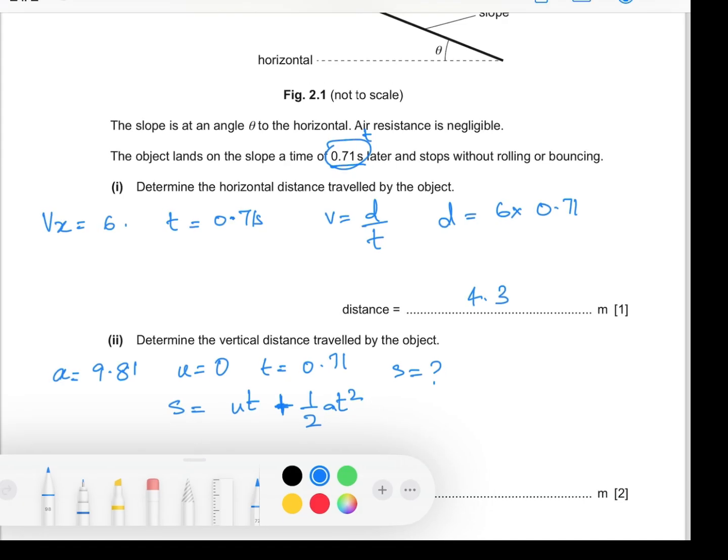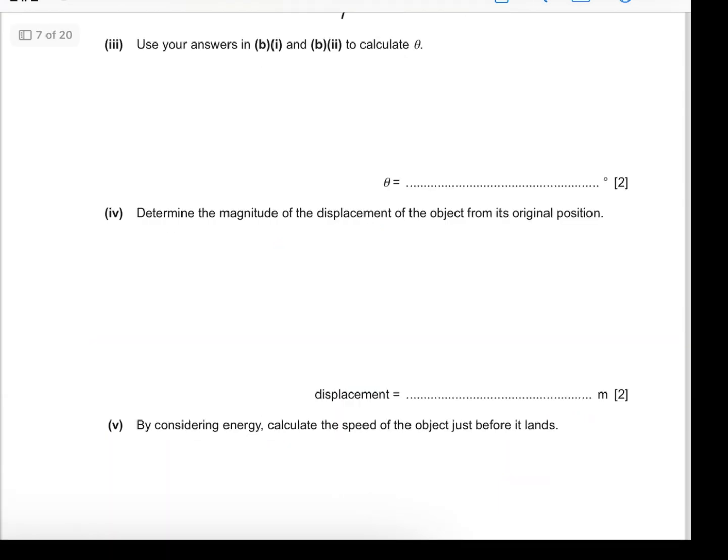the ball will fall under force of gravity. That means it's going to have the acceleration, which means you can use one of the four formulae for motion under constant acceleration to find the distance traveled. So initial speed is 0, which means this product would be 0. Therefore, the distance is equal to half multiplied by 9.81 multiplied by 0.71 squared, and that's equal to 2.5 meters of vertical distance. Use your answer in B part 1 and 2.